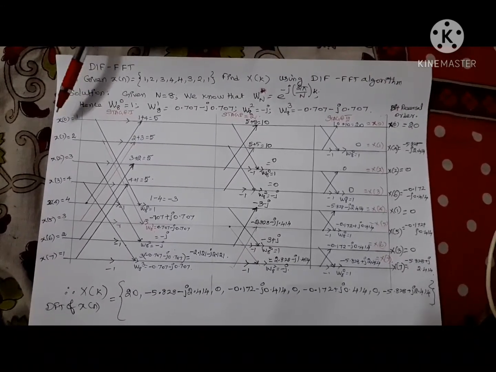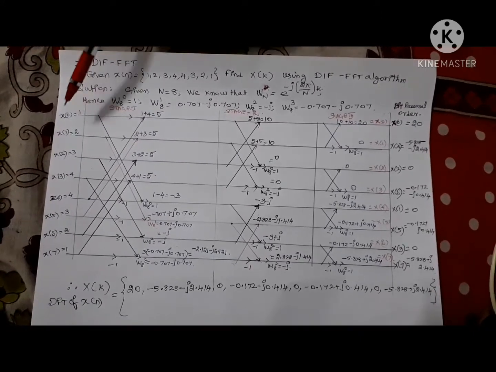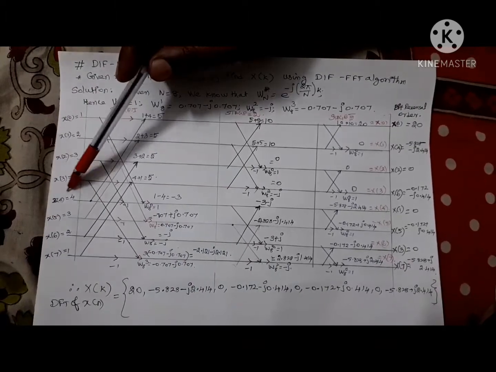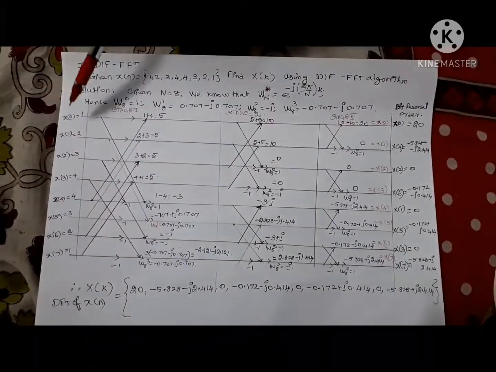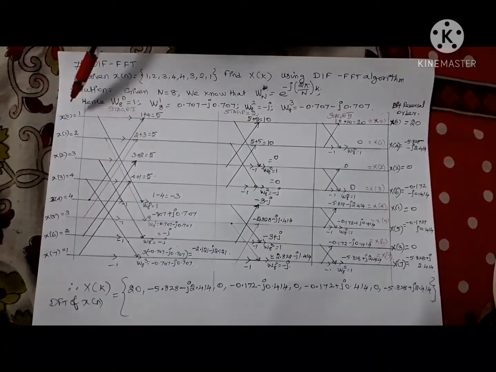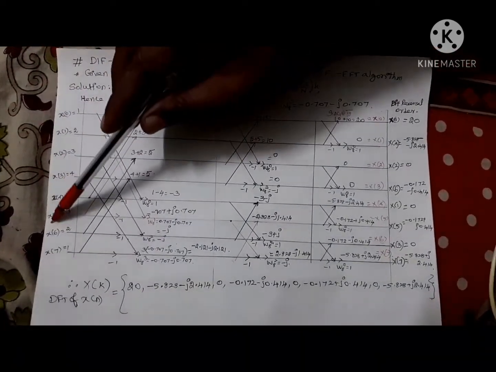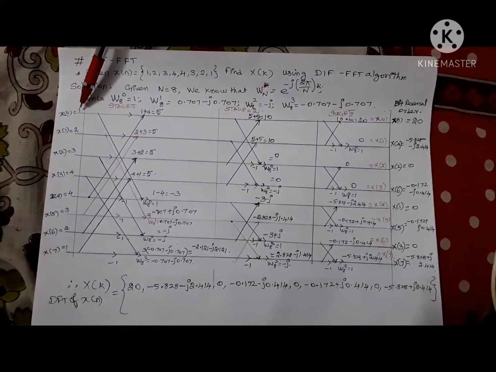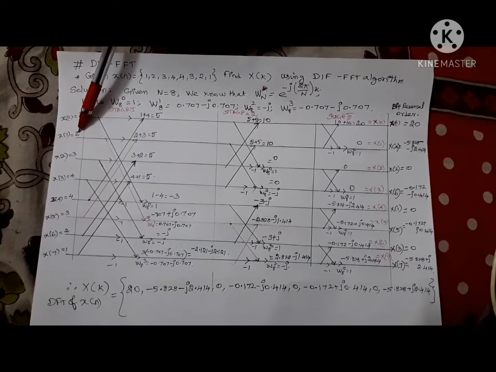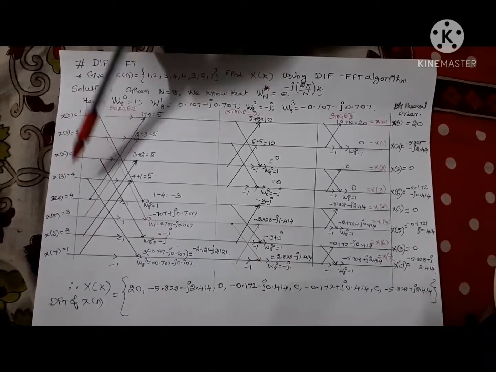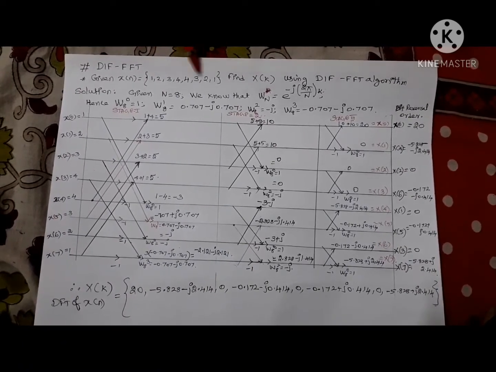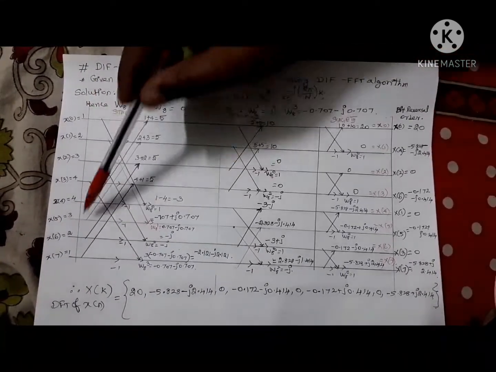Here, stage 1. I have written the given input sequence x of 0, x of 1, x of 2, x of 3, x of 4, x of 5, x of 6, x of 7. These are the position values 0 to 7, because N equal to 8 means 0 to 7 only are calculated. Whatever the given input, the first input is considered x of 0, the second is x of 1, the third is x of 2, like that. The given input is 1 2 3 4 4 3 2 1, so I have written this as it is.